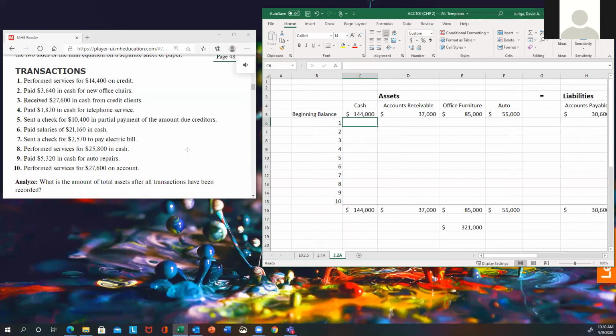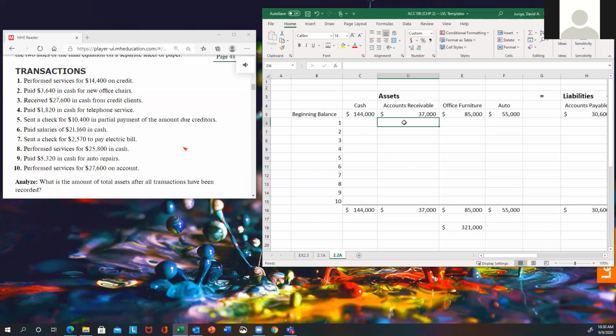At this point, you should see some familiar terms here. Here we go again. Perform services. We've seen that already. It says for $14,400 on credit. So I'll pause for a moment. Can anybody give me one account that would be affected on this first transaction when you perform services on credit? What's at least one account item that's going to be affected? Accounts receivable, very good.